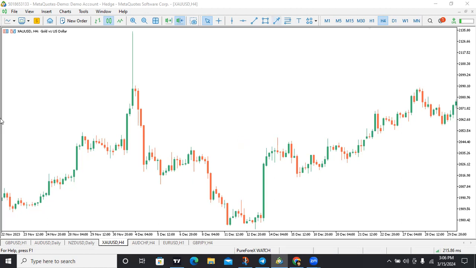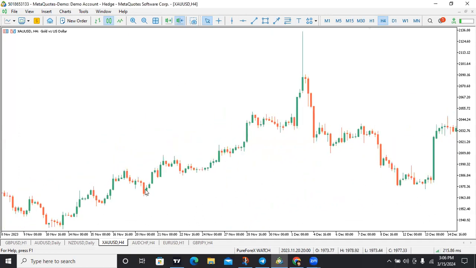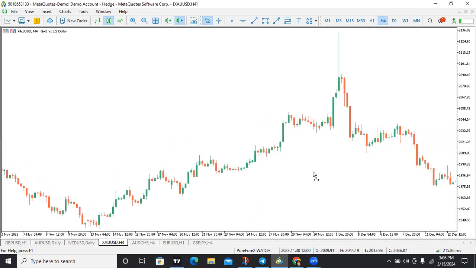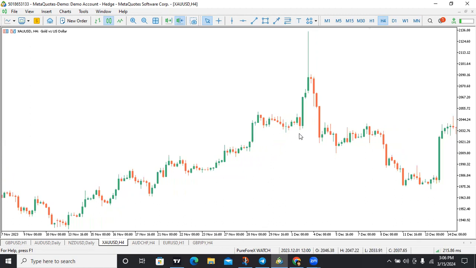So this is how I enter my trade when I find a setup. Let's go. So let's say this is on the H4 time frame. Like you find a setup on the H4 time frame, H1 time frame, even M30 time frame.